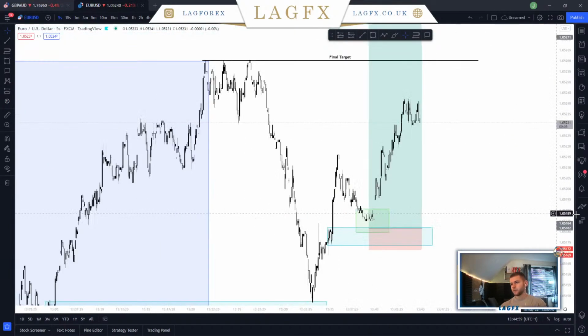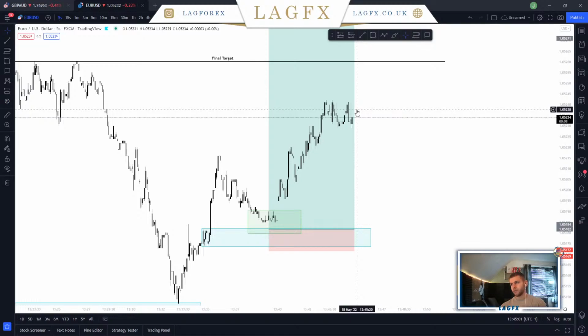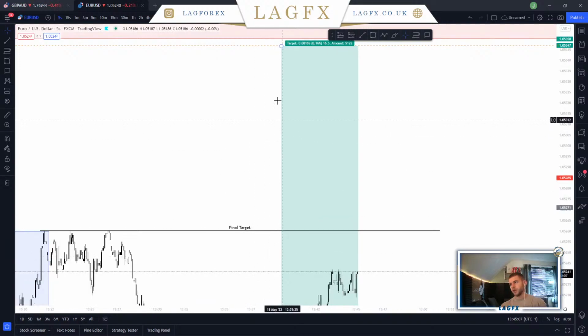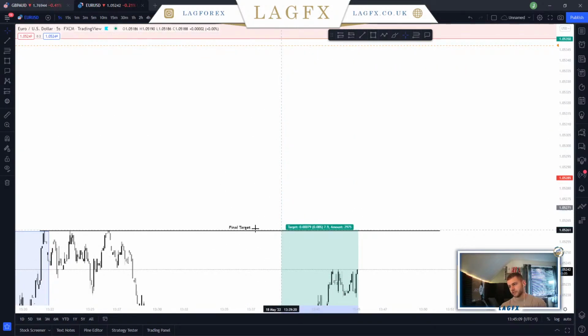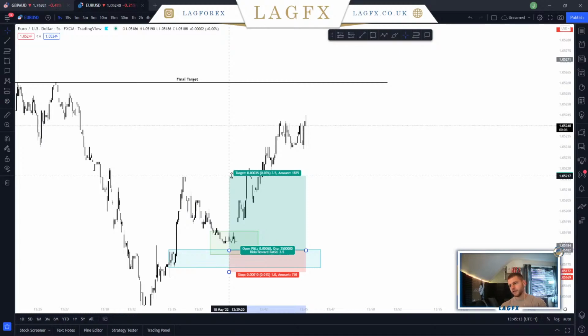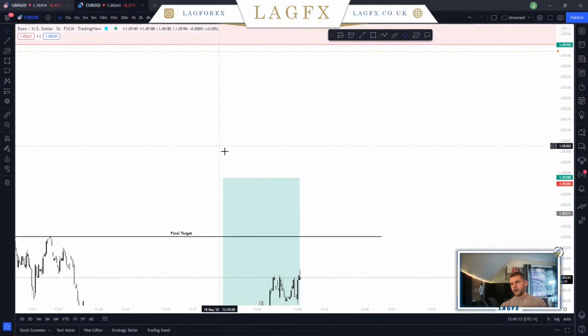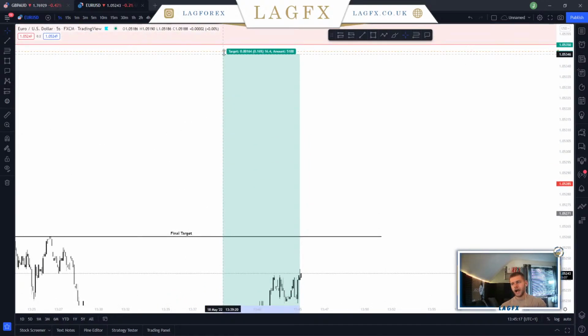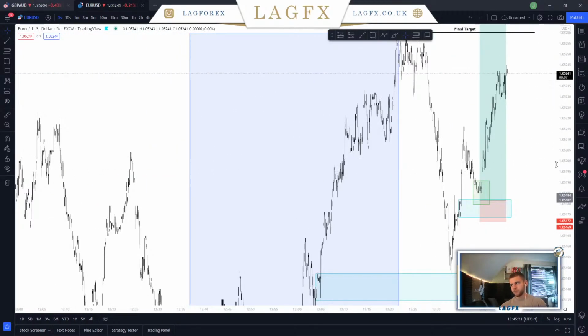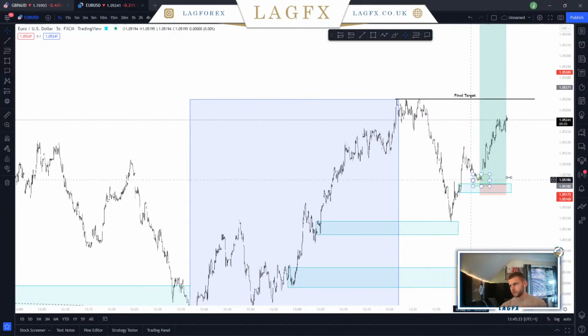Just a reminder that I didn't get involved in the trade, so I didn't actually disclaim this, but we may have looked to partial at the previous high. So looked to partial either at this point at 8 RR, or even at this point at 3.5 RR, just to secure some profits at a level that price may potentially reverse from. It hasn't so far, but I just wanted to disclaim that.